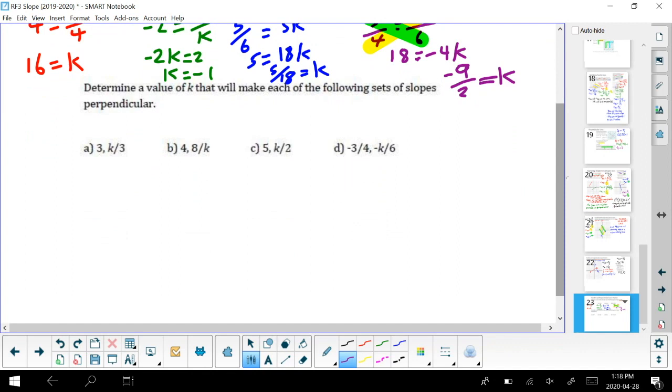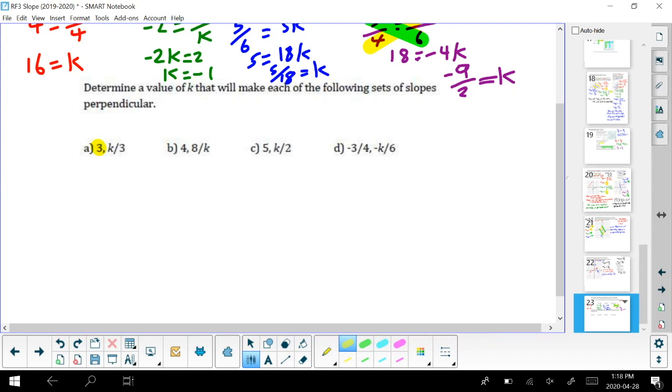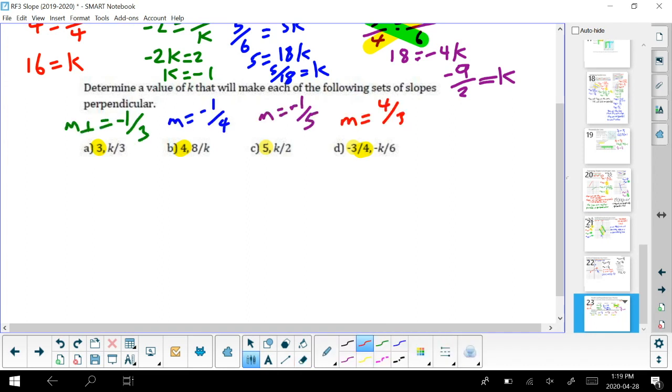For the second part, we're more or less doing the same thing, except we're looking for a value of k that makes each set of slopes perpendicular. So what we need to do is just add an extra step. We're going to first look at the first slope in each set, and we're just going to look for the negative reciprocal before we begin. So the negative reciprocal for each one of these, I'll just quickly write them out on top. And we're now really just going to make that second slope equal to that perpendicular slope instead.